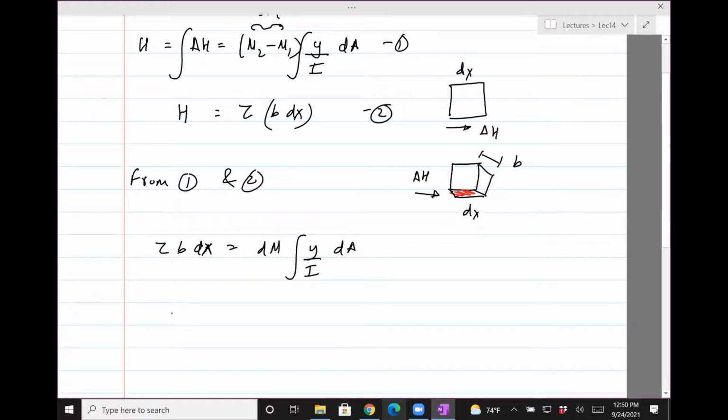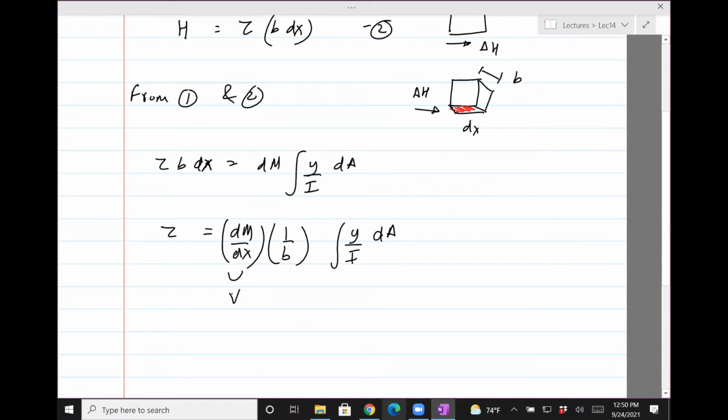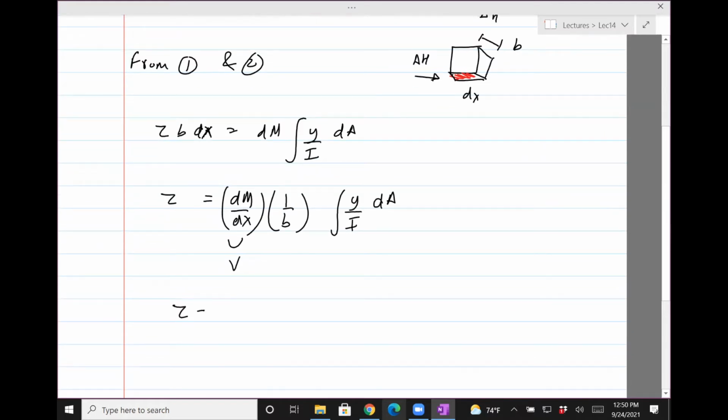There's an integral here. So tau equals dM/dx times 1 divided by b integral y dA. But dM/dx is nothing but the shear force from calculus. Tau equals V divided by I, which is actually independent of the integral y dA. So we have V divided by I times b integral y dA.